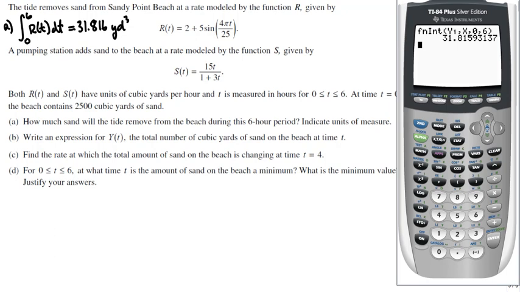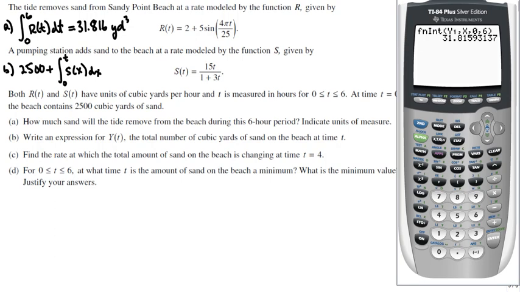Second, write an expression y of t for the total number of cubic yards of sand on the beach at time t. Well, for this we need to consider 3 things. We need to consider the amount of sand that's there at the beginning, how much sand has been removed up to a particular time t, and how much sand has been added up to that time t. So we start with the initial amount of sand, which is 2,500 cubic yards, and then the amount of sand that's added up to a time t is given by the integral from 0 to t of s of x dx.